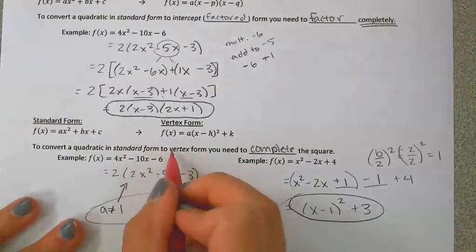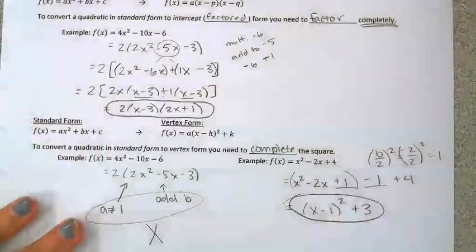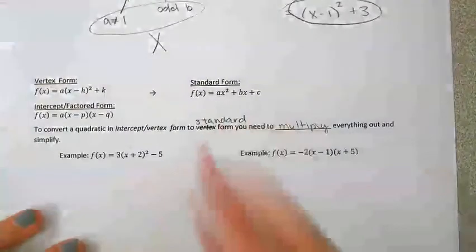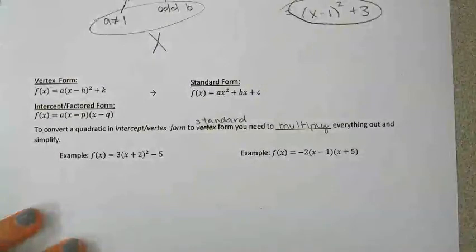And now that I noticed that mistake, I'm sure I made that mistake up here. So this is standard to vertex, standard. Oh, I didn't. Look at that. Good job, Miss Marshall. Only the one mistake right there.